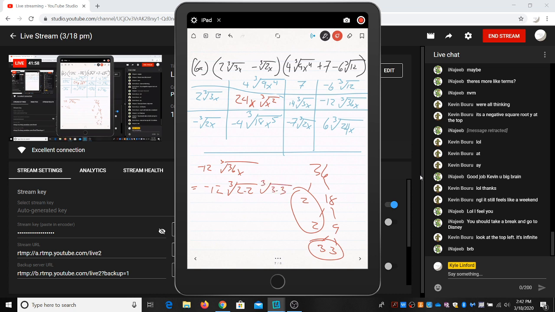So it doesn't seem like the cube root of 36 really can simplify because its prime factors are 2 times 2 and 3 times 3. So actually, we're going to have to leave that as is. That's not going to break down any further.